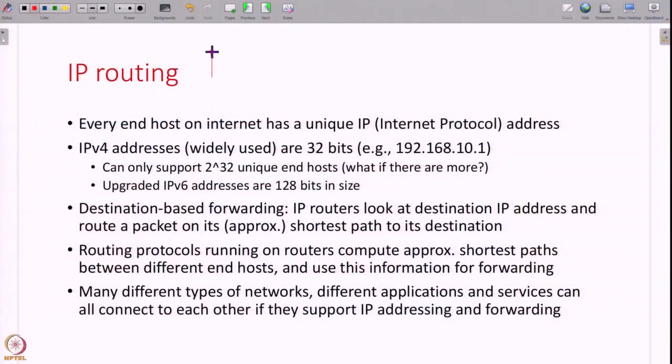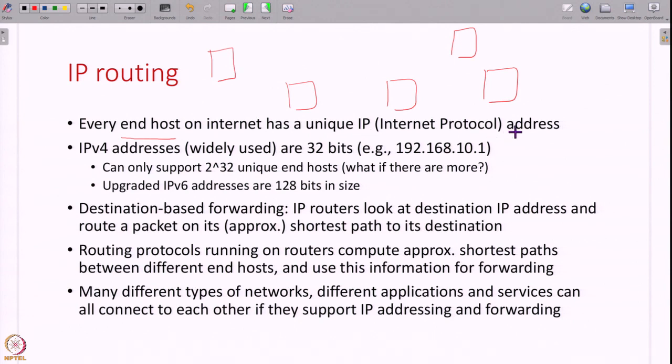So next we come to IP routing. So we will study this in more detail in a later lecture, but I would like to give you a high level overview of what is IP routing. So every computer or every end host on the internet has a unique IP address assigned to it. Actually it is not the end host, it is the interface, but we will come to that a little bit later. So for now just assume that every end host on the internet has an IP address given to it.